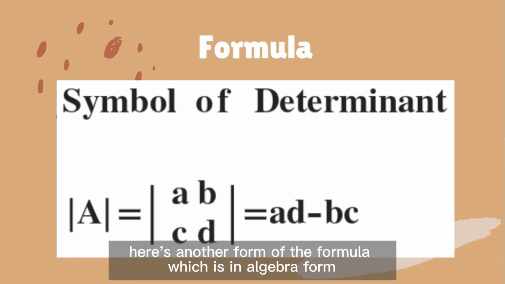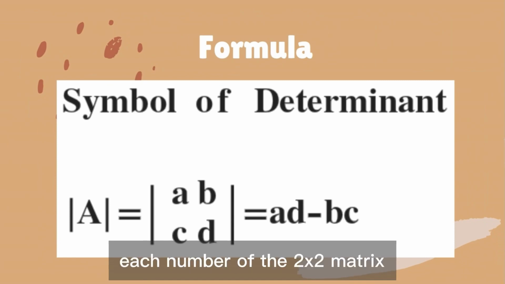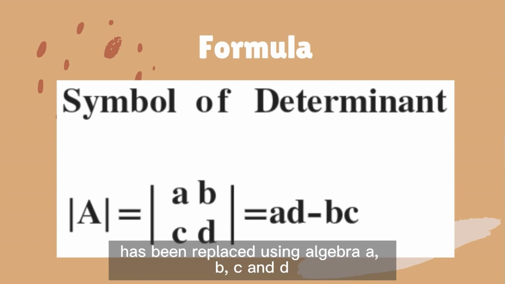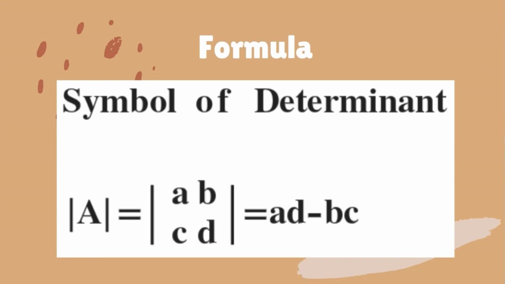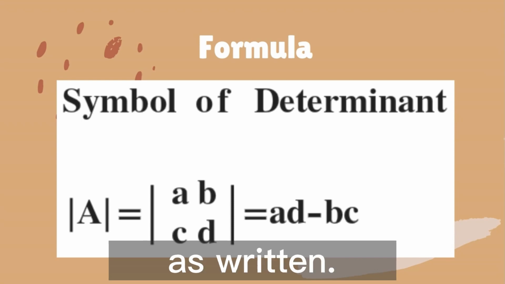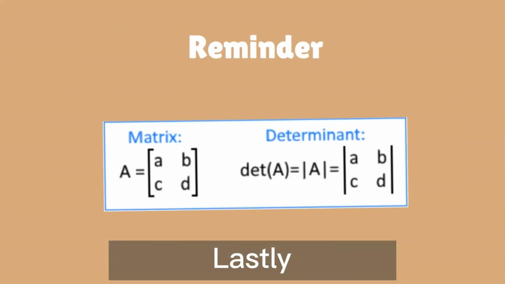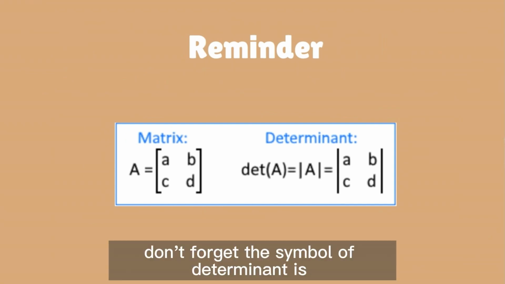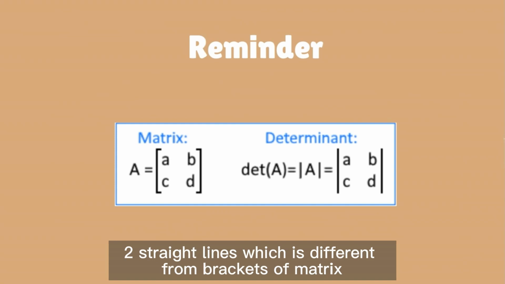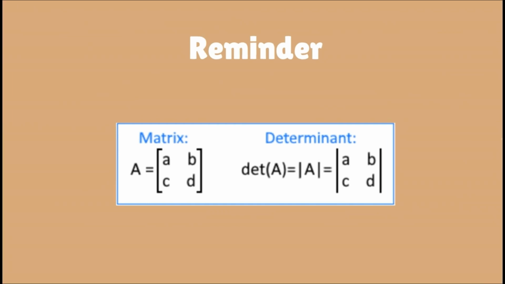Here's another form of the formula, which is in algebra form. Each number of the 2 times 2 matrix has been replaced using algebra: A, B, C, and D. The formula to get the determinant of a matrix will be AD minus BC, as written. Lastly, as a reminder, don't forget the symbol of determinant is 2 straight lines, which is different from the brackets of a matrix.